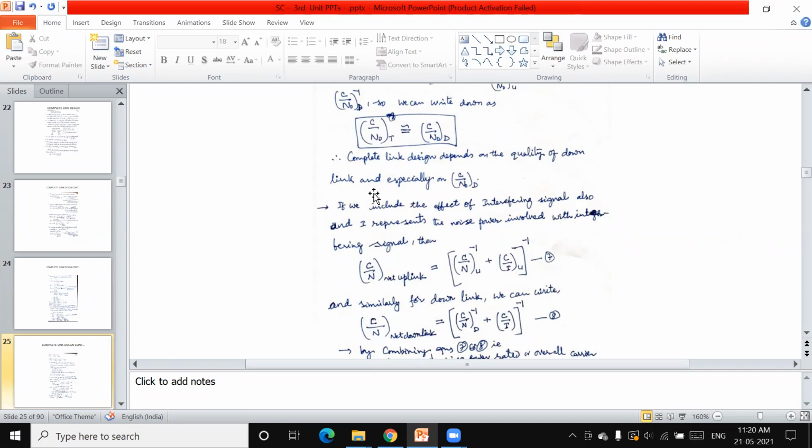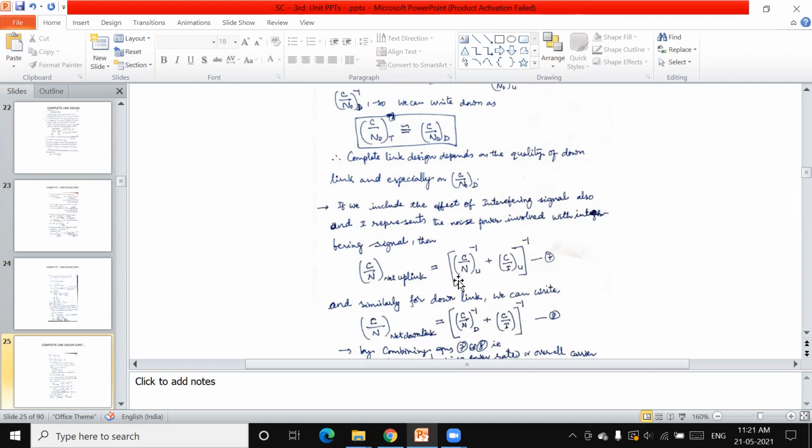So up to here is done. When the interfering signal is involved, the additional point we are going to give here is C by N naught, carrier to noise power for the net uplink. I am not talking about the noise, because noise, inherently due to Johnson noise and thermal noise, is already included in the power. But if an interfering signal is involved, then the net uplink carrier to noise power.